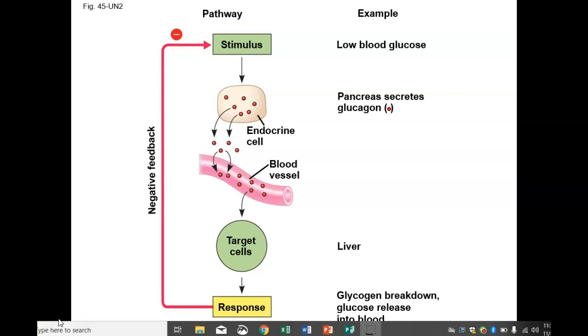The blood glucose level rises, you no longer have the stimulus, so that negative feedback response means that the pancreas is going to stop secreting the glucagon.